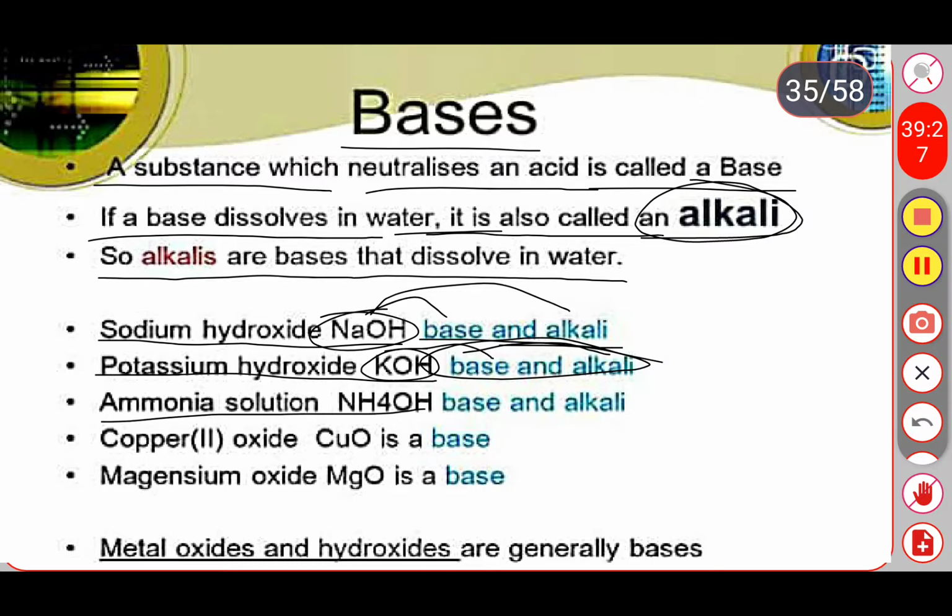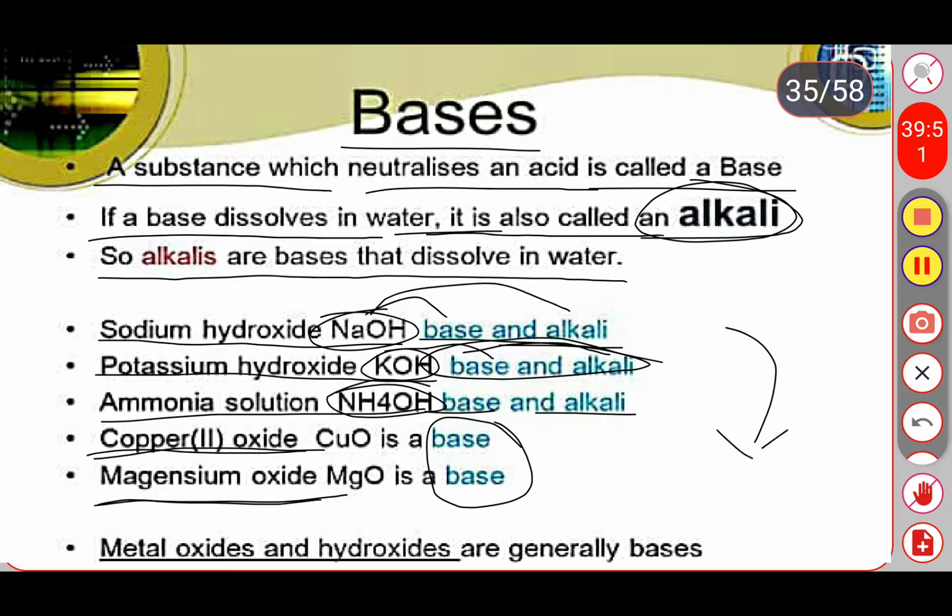The next two examples are copper oxide and magnesium oxide. These two are purely bases. They are not alkalis. The reason is that copper oxide and magnesium oxide are insoluble in water. That's why they are considered bases only. If they were soluble in water, then they would be alkalis also.